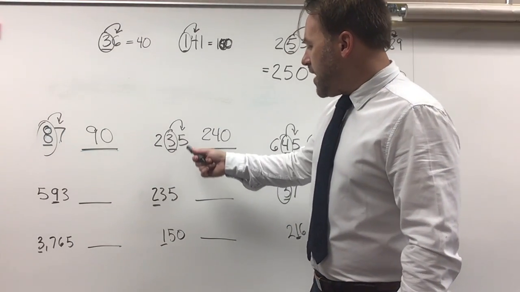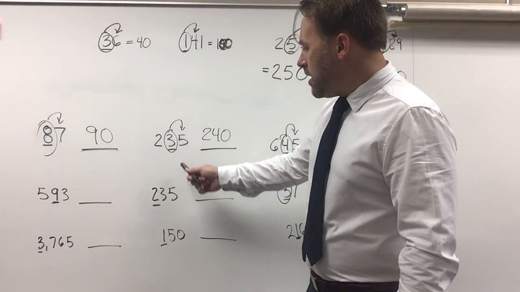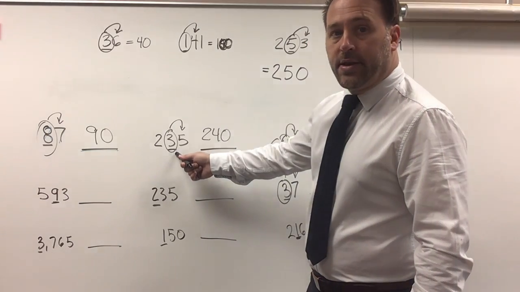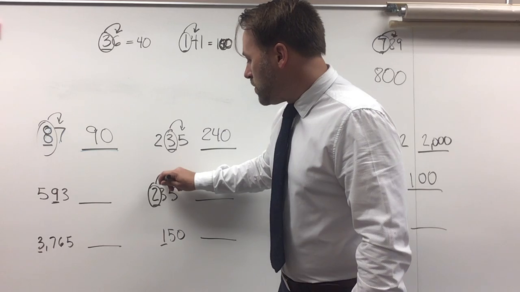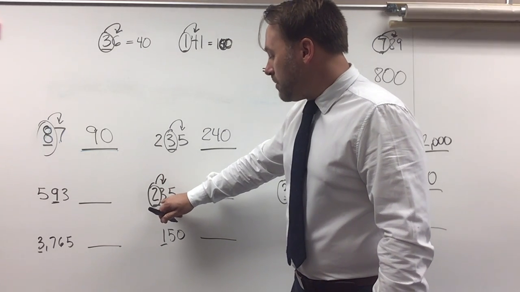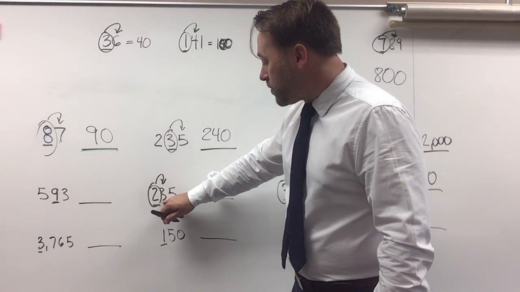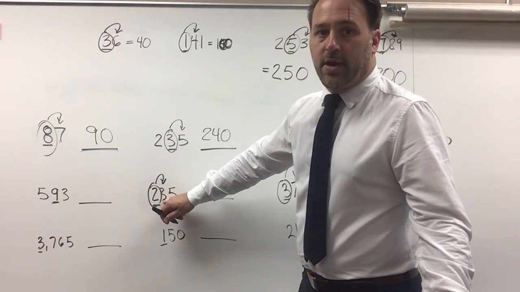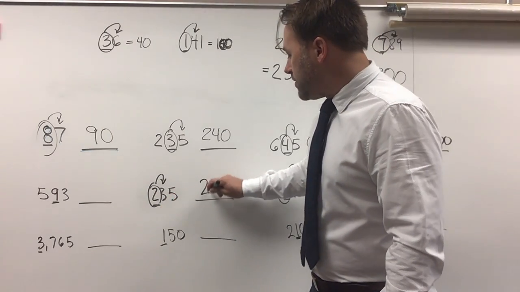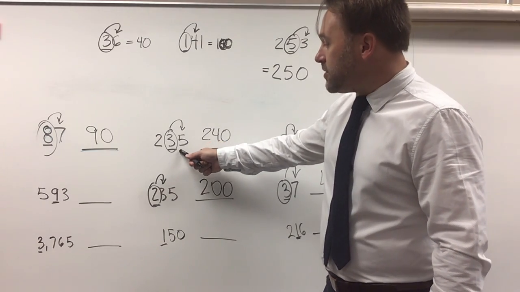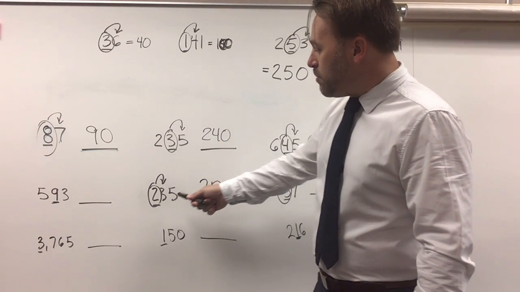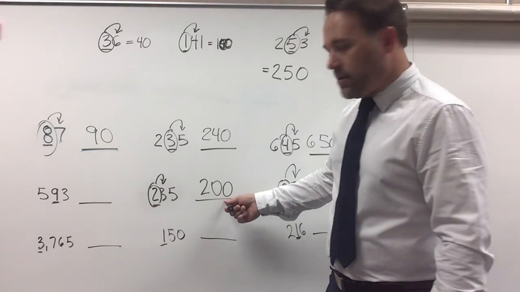Wait a minute, 235, we already did this one. But here we did it to the nearest 10, now let's do it to the nearest 100. I'm looking at the 2, starting at the 2, gonna look over at the 3. Not quite enough to round up, is there? So we're gonna round down to 200. So the same number, 235, to the nearest 10 is 240, but to the nearest 100 is 200.